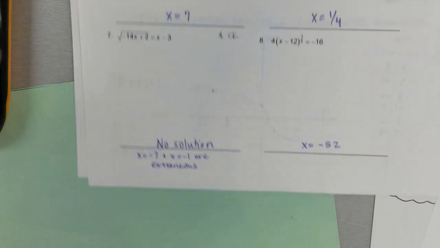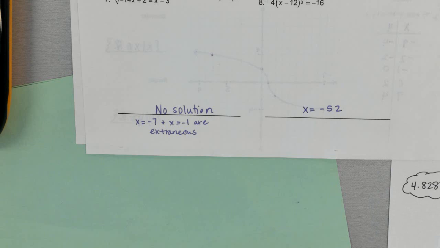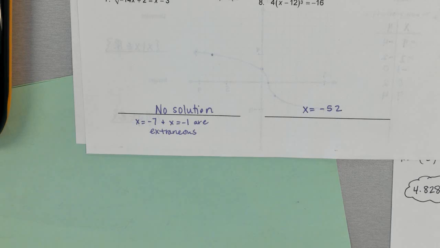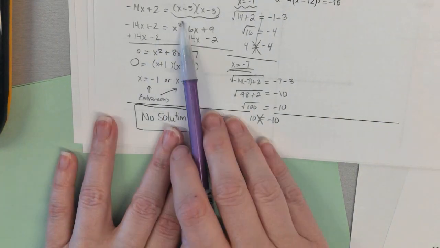All right. And let's look at 7 and 8. How did those go? We're gonna look at the work for 7. Okay, so for 7, you're gonna square both sides.